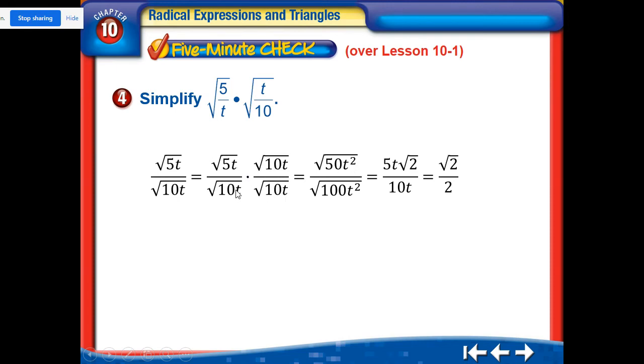So the numerator just gets whatever I have to do for the denominator. Once I've done that, I can go ahead and reduce it as best I can. So then I get 5t root 2. Now 5t and 10t, those can be reduced. The t's can cancel, and the 5 over 10 reduces to 1 over 2. So we have the square root of 2 over 2.